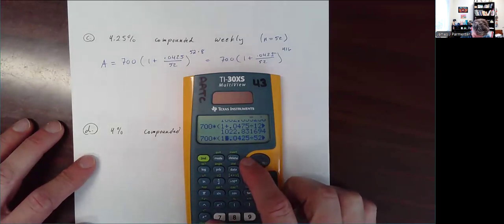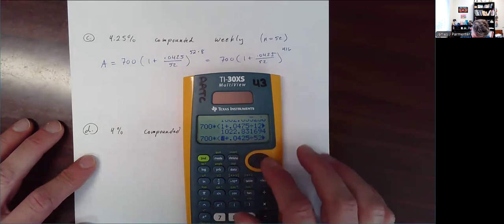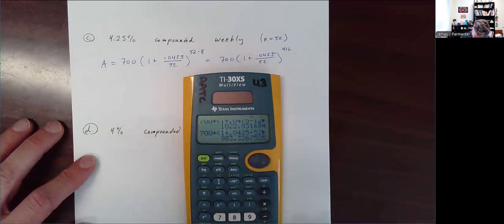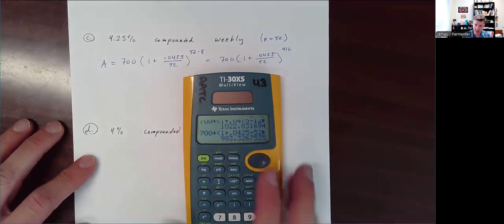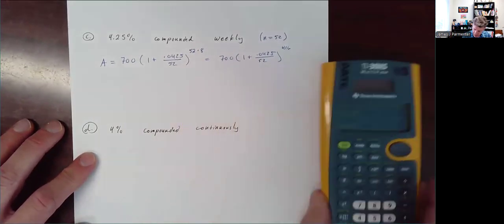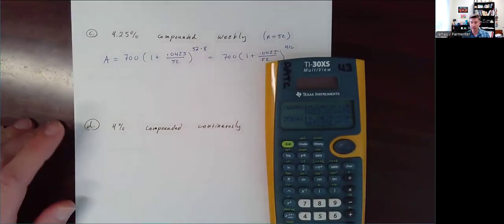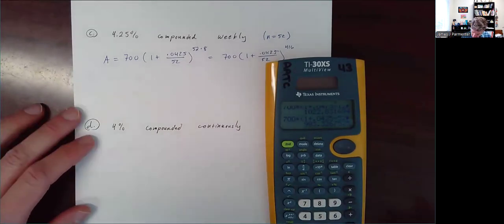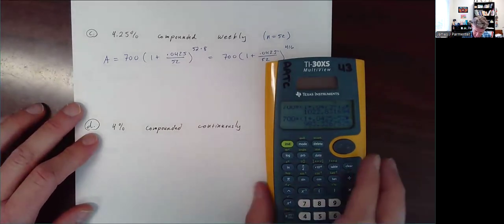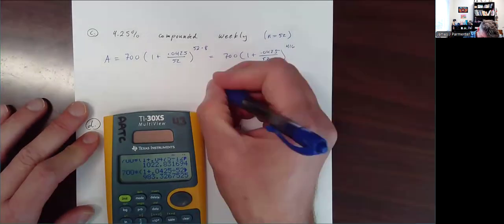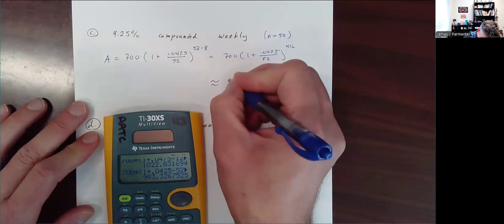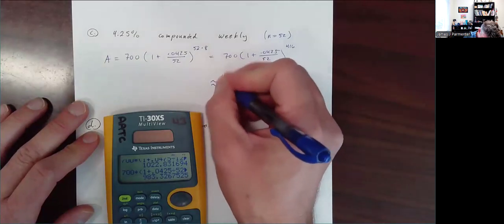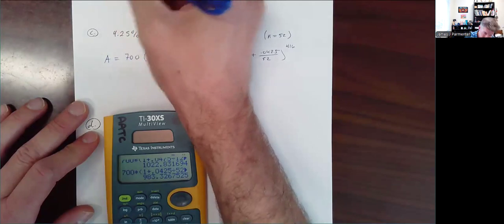700 times 1 plus 0.0425 divided by 52, all raised to the, very fast there, 416 power. Ooh, much less. Interesting. So really decreasing that interest rate is having a lot more effect than compounding more frequently. So here we're getting approximately $983. I do like to put little boxes around my answers here.